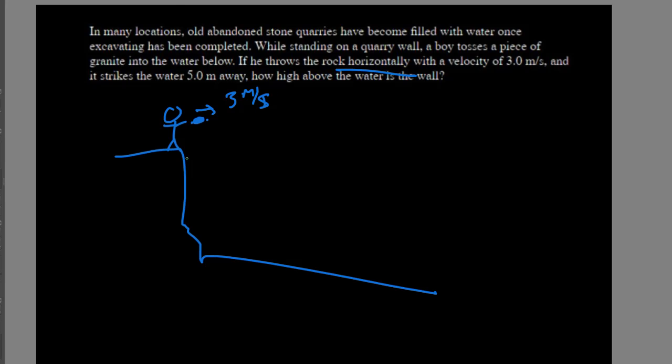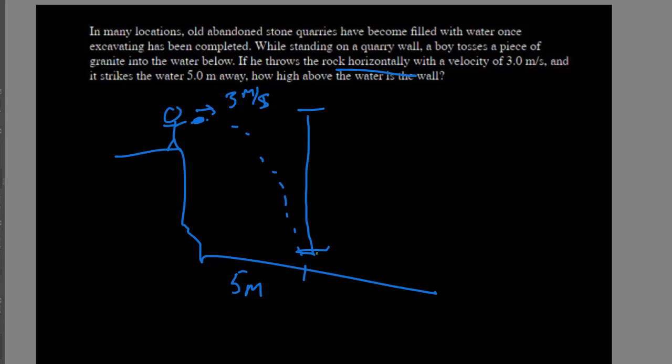And it strikes the water 5 meters away. And so the question is, how high was this above the water? How far did the rock fall? It's actually kind of the opposite of the airplane problem we did yesterday. There, we knew how far it fell and how far it went, and we were trying to figure out how fast it was going. Well, here we know how fast it was going, so we're trying to figure out how far it fell. So let's work this out.